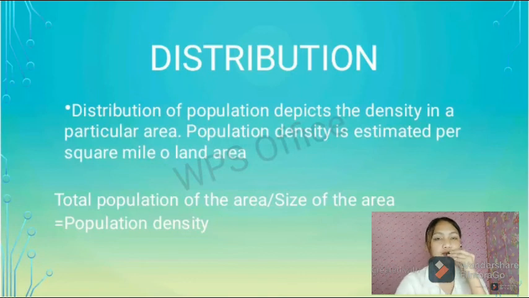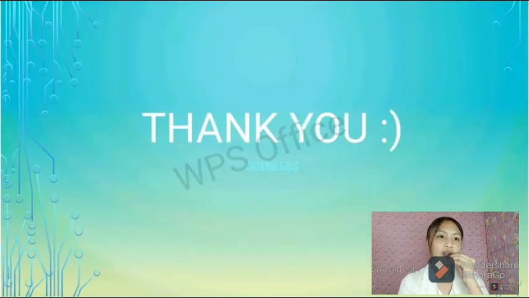Let's move on to the next topic. Distribution. Distribution of population depicts the density in a particular area. Population density is estimated per square mile of land area and measured by the following formula: total population of the area over size of the area equals the population density. Population density is an important indicator of quality of life. And that's all for my report.